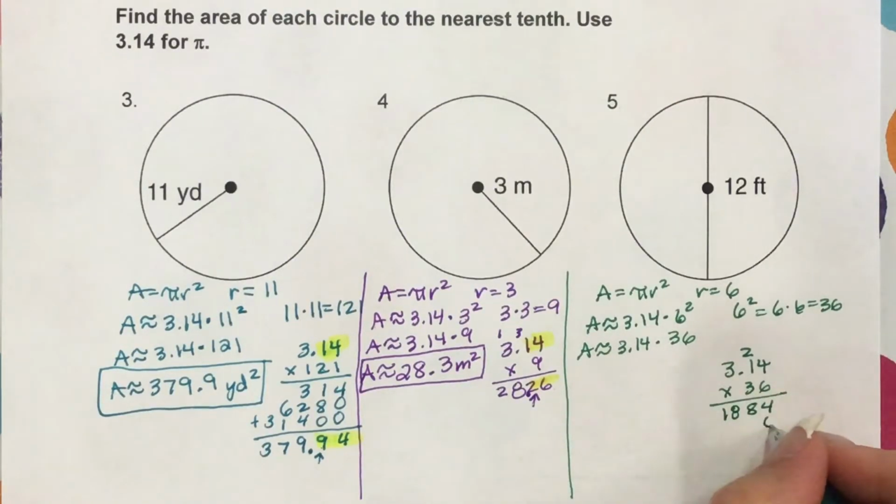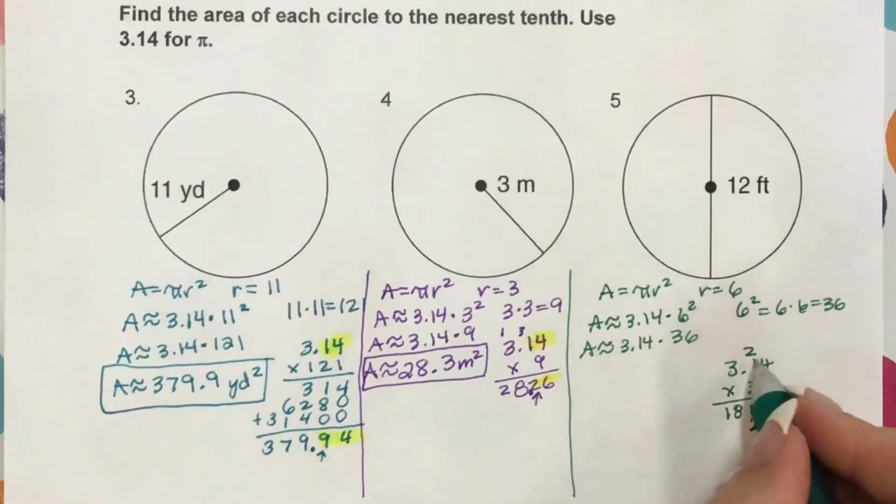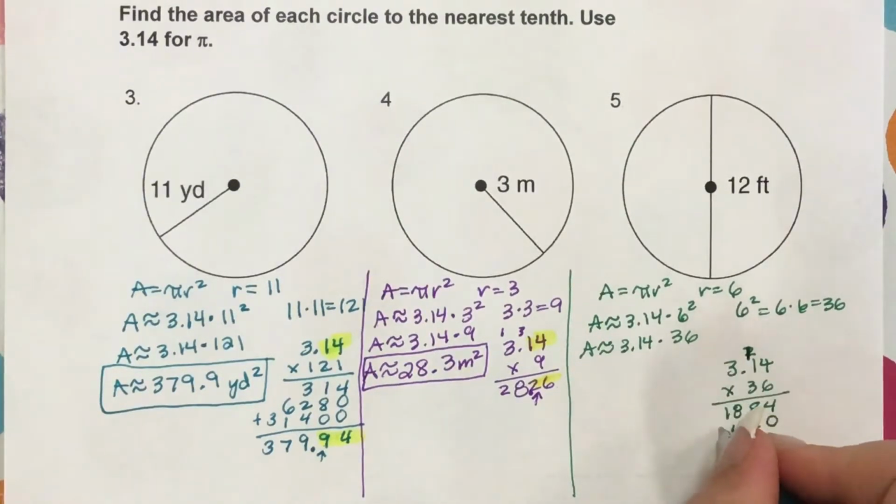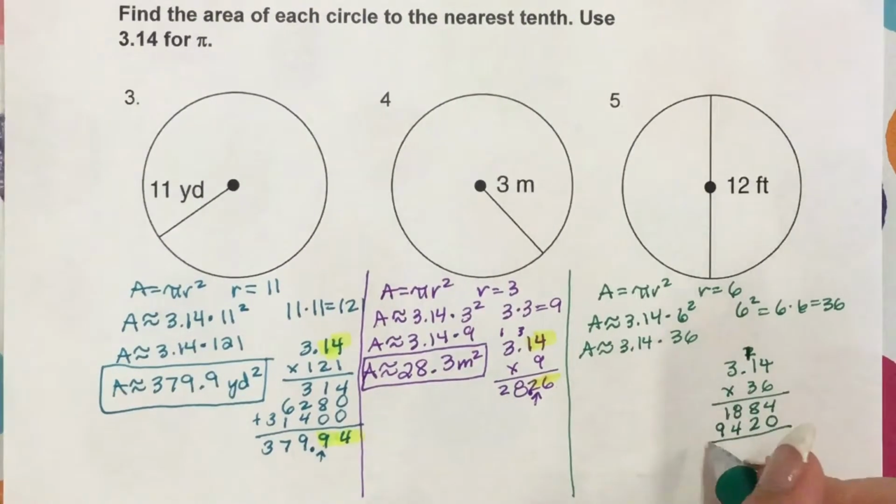And then we're in the tens place, so we're going to put a 0 here. 3 times 4 is 12. Write the 2, carry the 1, and making that a 1. 3 times 1 is 3, plus 1 is 4. 3 times 3 is 9. And then we just add.